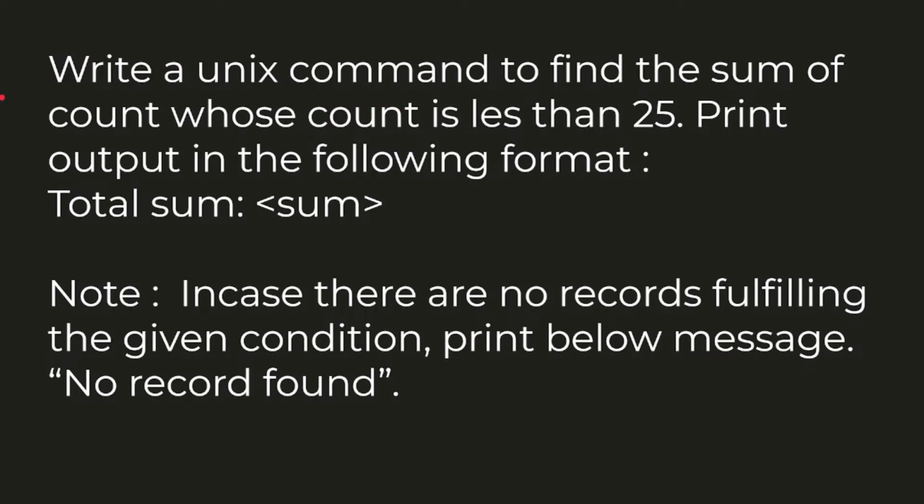And they have asked us to write a Unix command to find the sum of the count whose count is less than 25. And we are supposed to print the output in the following format, that is total sum colon, then the sum value which we will calculate. In case there are no records which fulfill the given conditions, we are supposed to print the message no records found. Now let's see what is the output we are supposed to get.